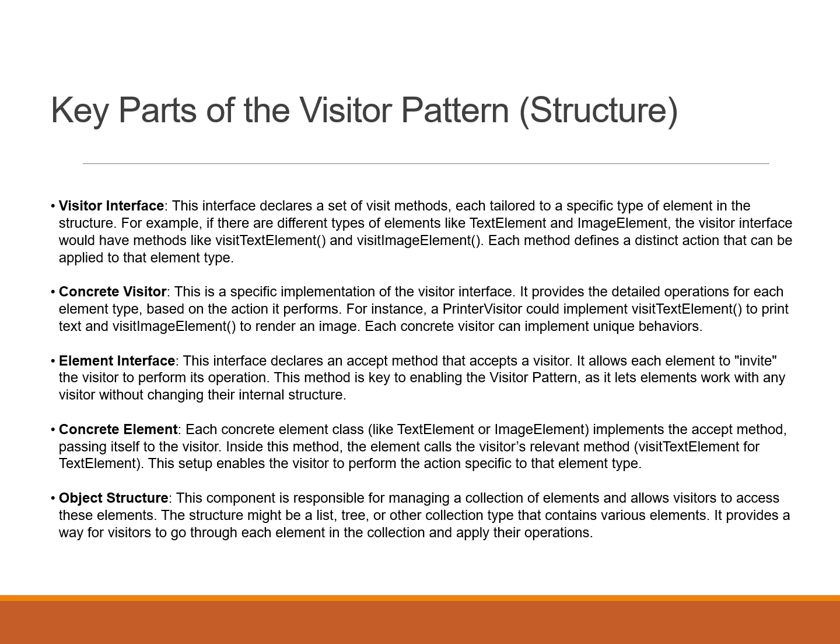Third, we have the element interface. Each element implements an accept method that takes a visitor. This method allows the visitor to interact with the element. The fourth key part of this pattern is the concrete element. Each element, like the text element or image element I just mentioned, implements the accept method, passing itself to the visitor, which then performs the action. Lastly, we have the object structure. This component manages a collection of elements like a list or tree, and it enables the visitor to access each element and apply its operation.